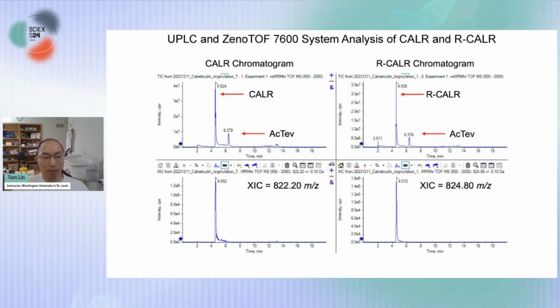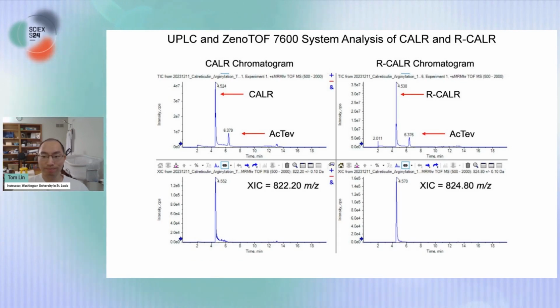The top two panels show the total ion chromatogram of the calreticulin and the arginated calreticulin samples, with the presence of the TEV protease together with the calreticulin as the two obvious species. The bottom panel shows the extracted ion chromatogram of the calreticulin and the arginated calreticulin at different m/z values.